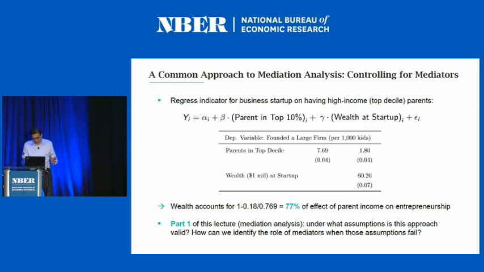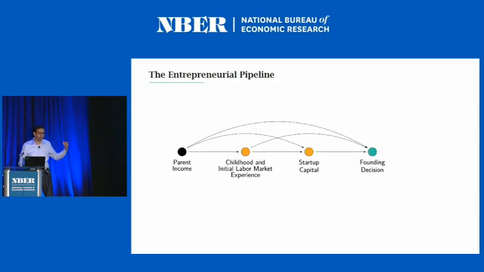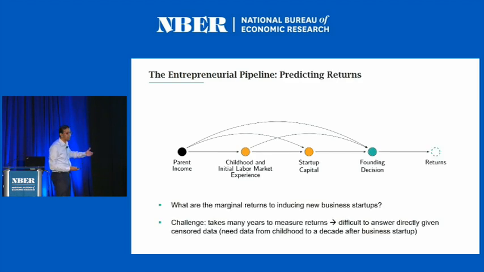The second part of the lecture, coming back to this DAG, is to return to this example at the very end and go beyond mediation. Suppose you figured out using some method that it's, say, startup capital or initial labor market experience that's most important in driving these differences in entrepreneurship. Well, you might be interested in understanding not just how to have more entrepreneurs, but to say something about what the marginal returns of those new businesses are going to be.